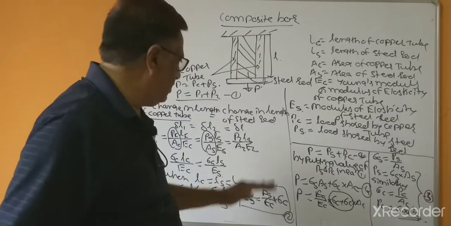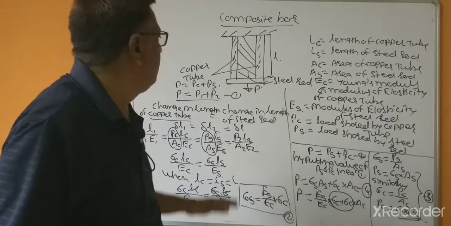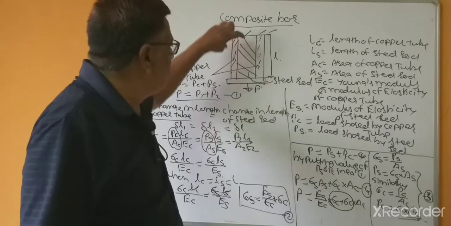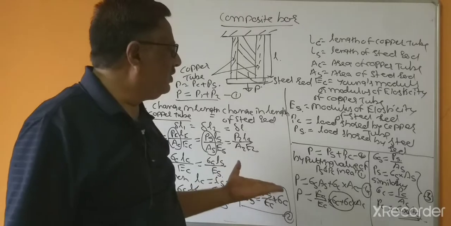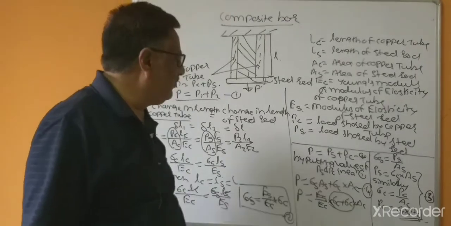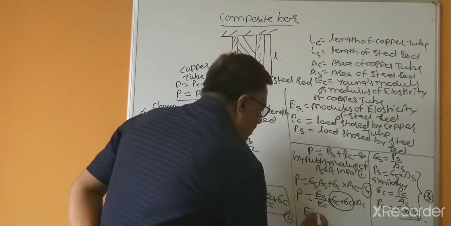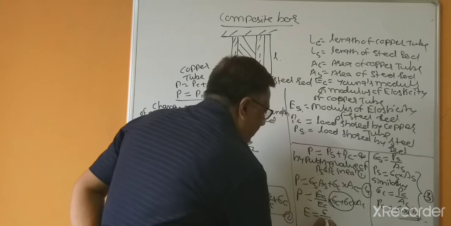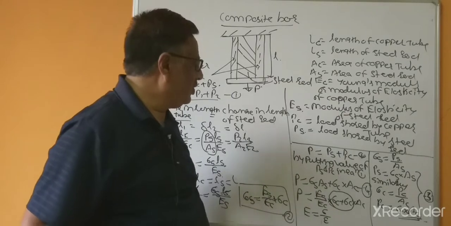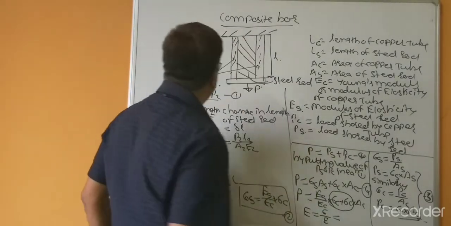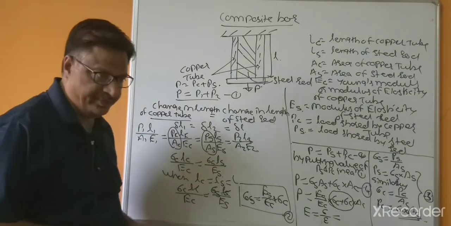Try to understand this procedure for how we can calculate the stress induced in the copper tube and in the steel rod. After that, by using the relation E equals sigma divided by strain, we can calculate the change in length.